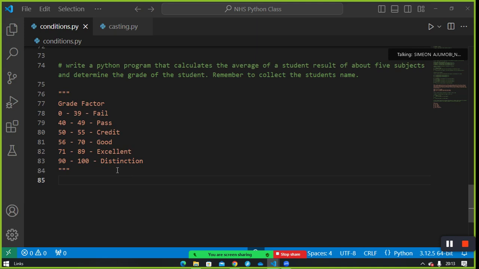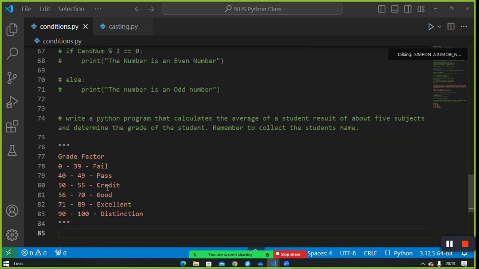I'm going to be solving this, and I'm going to be doing a quiz app for you guys, a quiz app that you will populate and do more with. But for now, this is what we are going to be solving, and this is still under if condition statement.